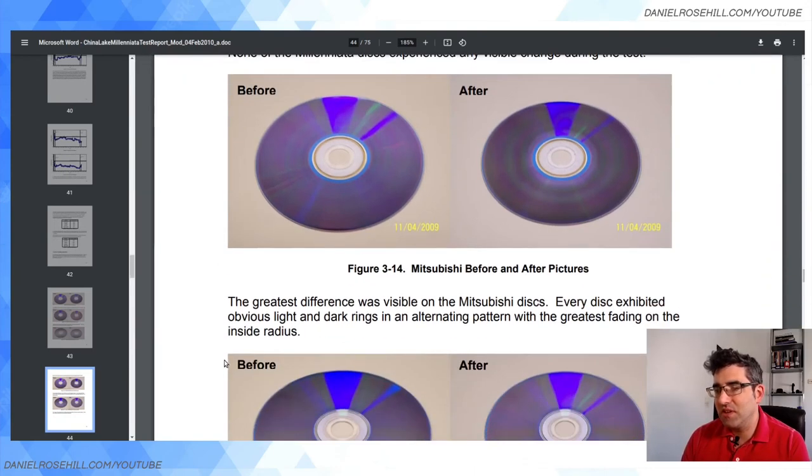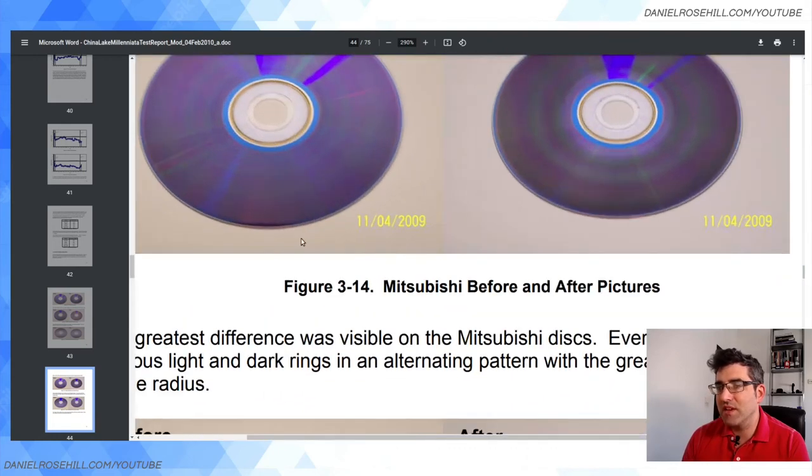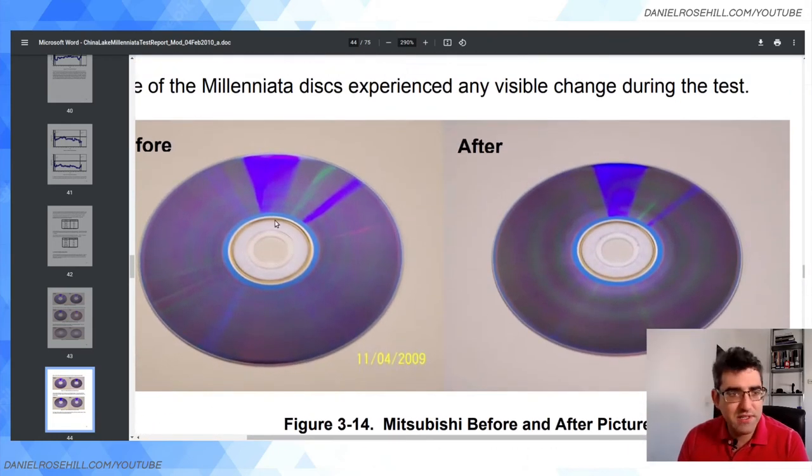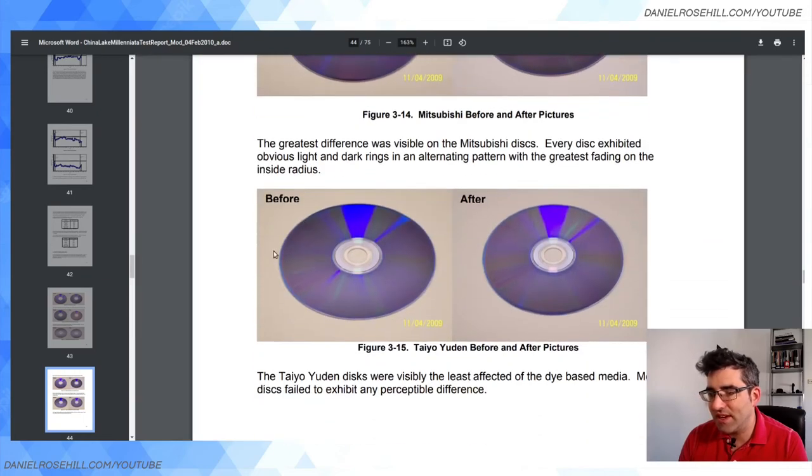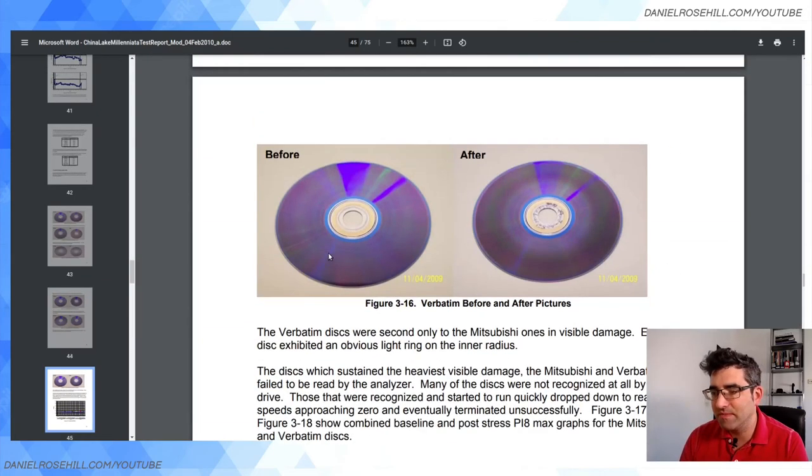The Mitsubishi? The greatest difference was visible on the Mitsubishi discs. Every disc exhibited obvious light and dark rings in an alternating pattern with the greatest fading on the inside radius. Before is here on the Mitsubishi disc and after is here. Yeah, I can see that. Concentric circles. Yeah, definitely. I see where they're coming from.